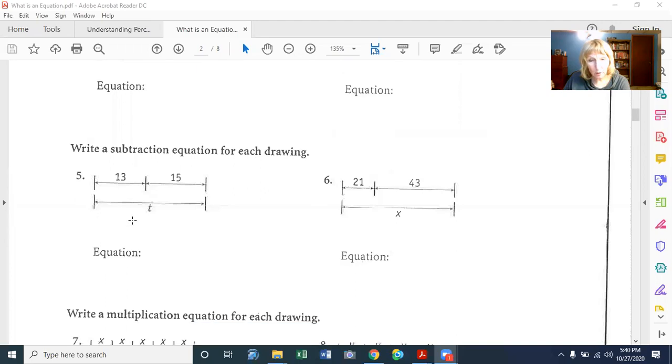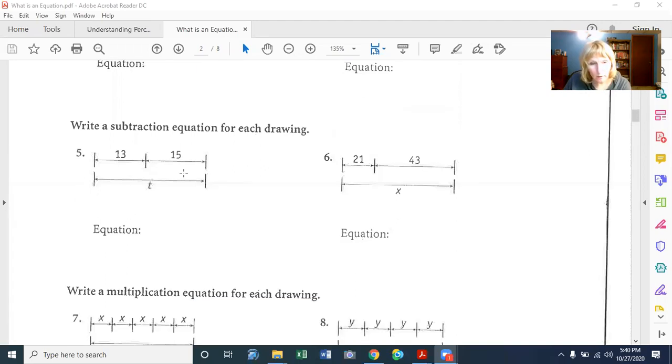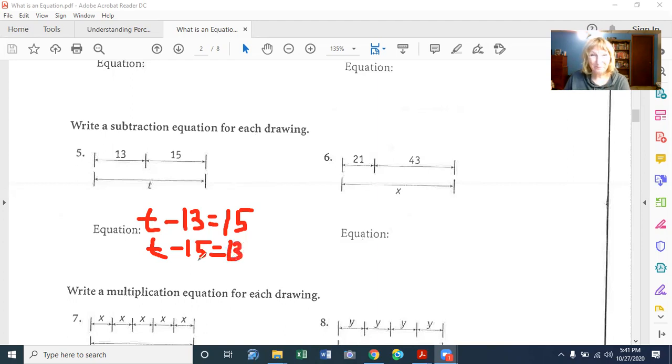This one is saying write a subtraction equation for the drawing. So how could we write a subtraction equation? Well, the total is t, and what are we going to subtract? Well, you could subtract either one, right? You could subtract 13 and get the answer of 15, or you could subtract 15 and get the answer of 13. So t minus 15 would also equal 13.